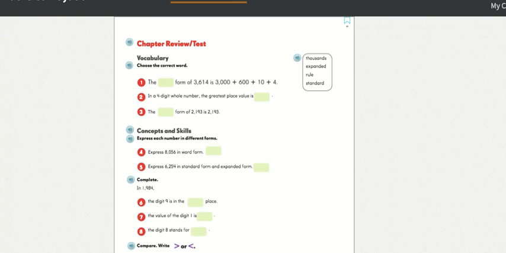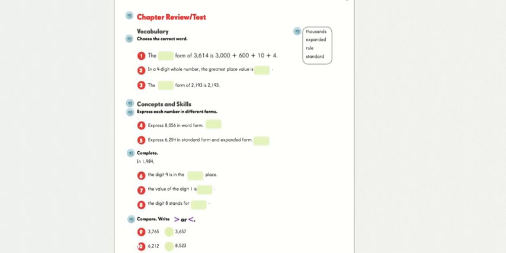Okay, express 6,254 in standard form. Well, that would be just writing the number again. But expanded form is writing 6,000 plus 200 plus 50 plus 4.